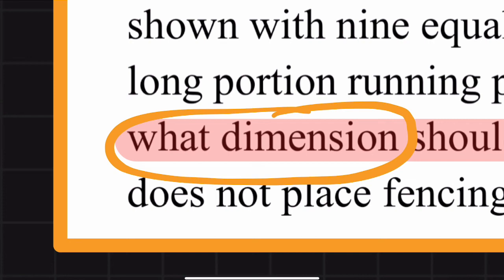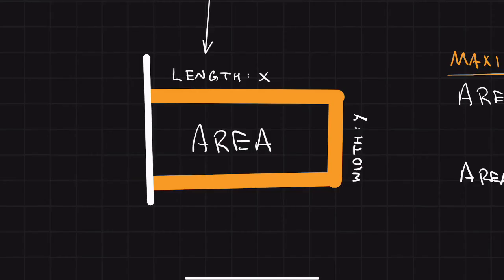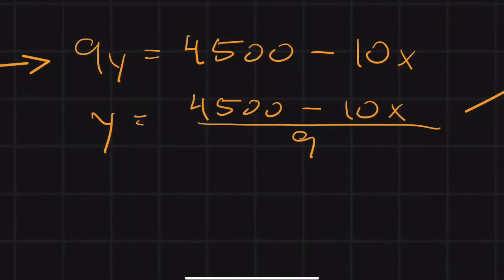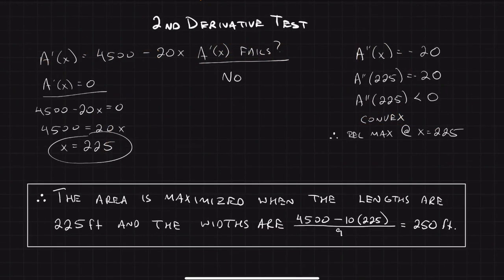So x equals 225, that's not going to be good enough. The way we set up this problem, x was the length of a pen. We need to find the dimensions of a pen, which means that we also have to report the width. That is going to be the y value. We have an equation for y as a function of x. That is, y is equal to (4,500 minus 10x) divided by 9. We know that x equal to 225 is one of our dimensions, so just plug that into this y equation. So then to answer the problem, the area is maximized whenever the length is equal to 225 feet and the width is equal to 250 feet.